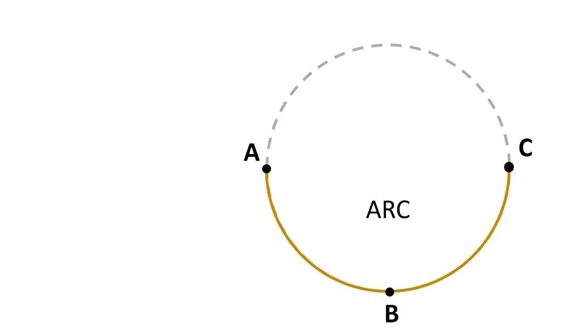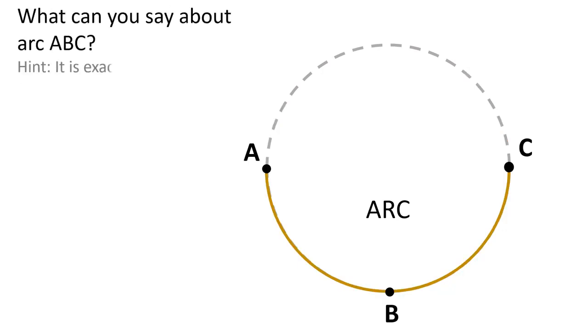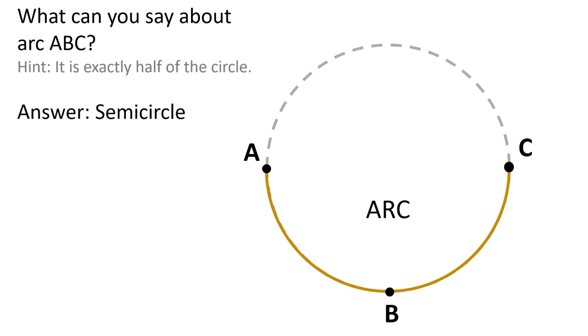Look at the figure carefully. What can you say about arc ABC? See, the given portion is exactly half of this circle. Do you recall what half of a circle is called? Yes, the semicircle. So we can say that semicircle is an arc of the circle and each circle can have only 2 semicircles.